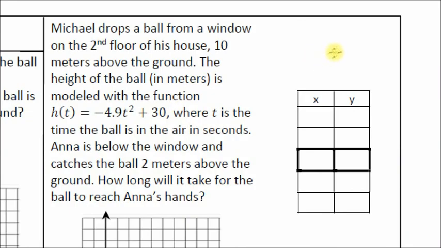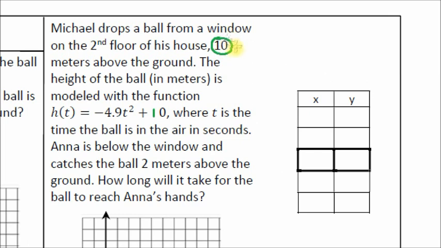Here's our second word problem, and let's go ahead and read this. Michael drops a ball from a window on the second floor of his house 10 meters above the ground. All right, so we know what our starting height is. The height of the ball in meters is modeled with the function h of t is equal to negative 4.9 t squared plus 30. And this is actually a typo, class. I think your flip book is probably corrected, but in case it's not, this is supposed to be 10. Negative 4.9 t squared plus 10, where t is the time the ball is in the air in seconds.